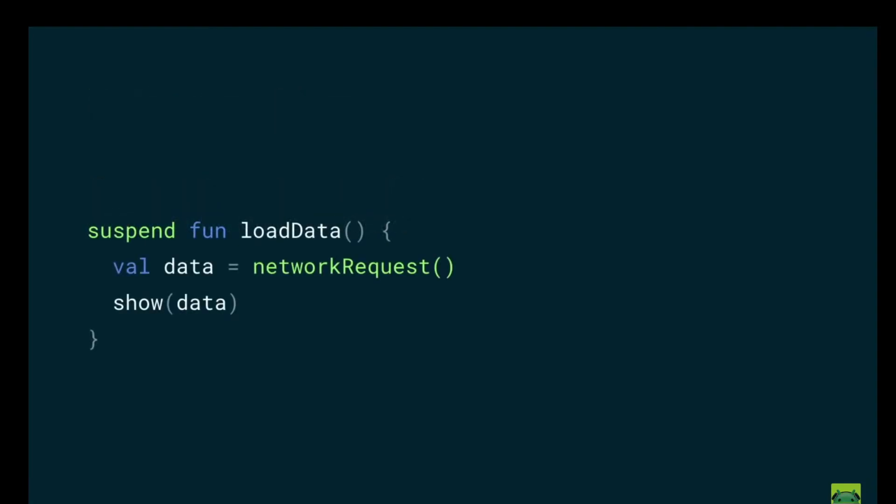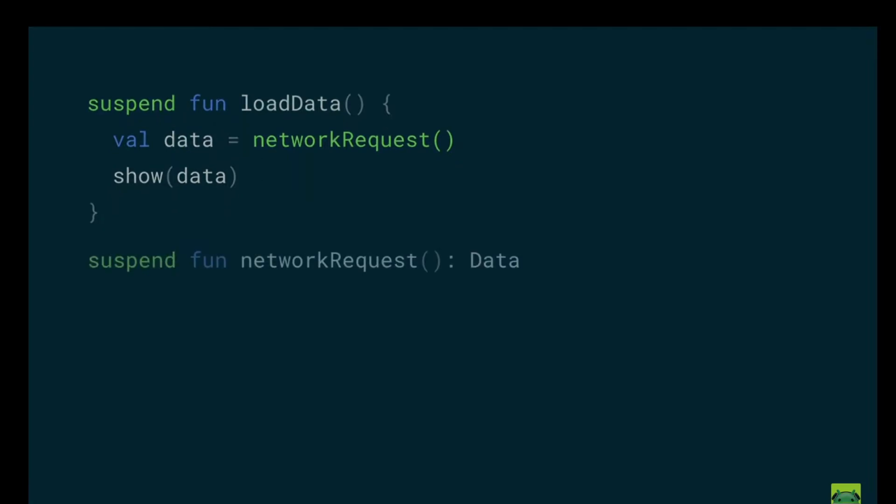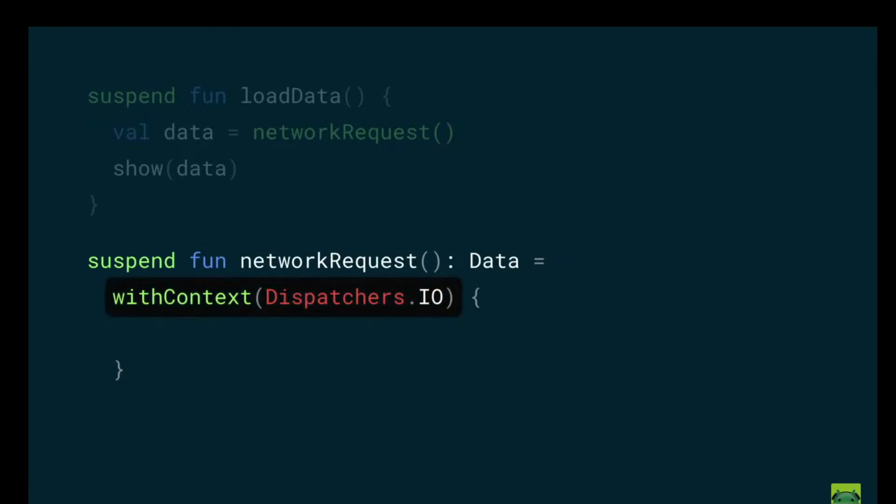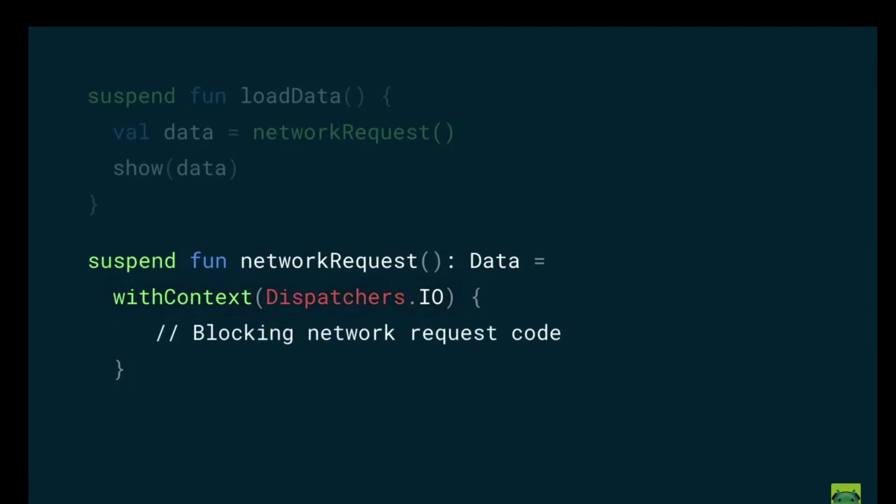Back to our function load data, we're going to see what network request looks like in this case. We will see that network request is another suspend function, but now it returns data as the synchronous version of it. How can network request move the execution to a different thread? Well, it uses withContext. withContext is a suspend function from the coroutines library that takes in a dispatcher as a parameter. Dispatcher is basically a way to say, hey, I want to run this computation in this particular thread, and in this case, in I/O. And inside withContext, we can have our blocking network request code.